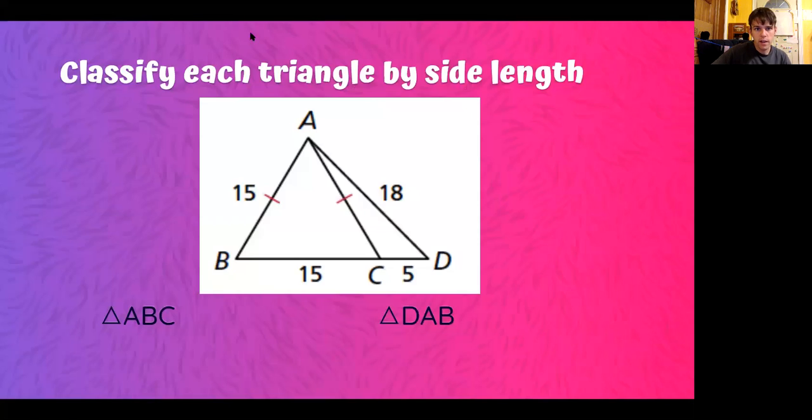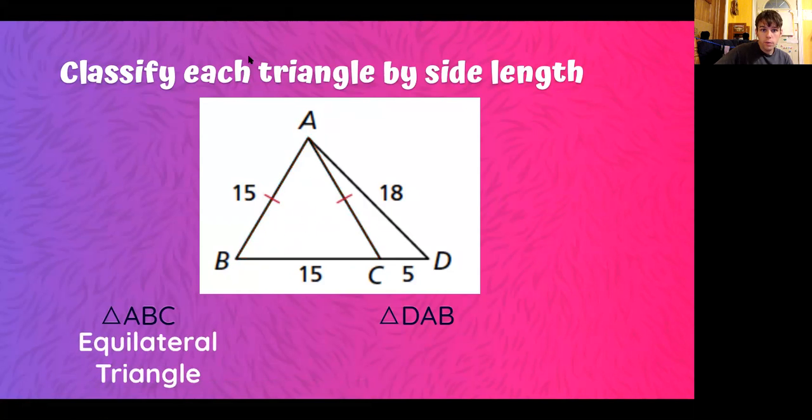All right, so let's classify each of these triangles by their side lengths. So we have triangle ABC. So that's this one right here. Those are our vertices. We have one of the sides marked at 15 and a congruent marking over here. So this one is 15, this one is 15, and the bottom is 15. All of them are the same, they're equal, so this is an equilateral triangle.